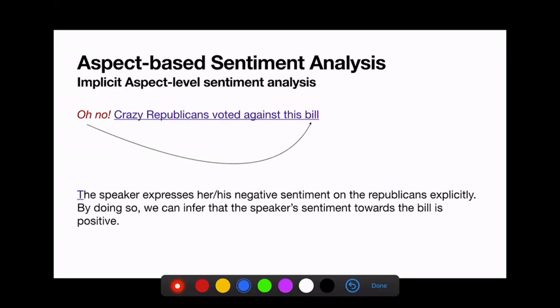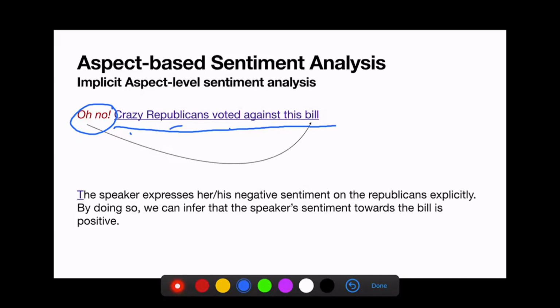Okay. So aspect-based sentiment analysis, implicit aspect level sentiment analysis. What I was telling is that not every time the sentiment is expressed explicitly, and sometimes you need to infer the sentiment from the surrounding context. In this example, there is this sentence: crazy Republicans voted against the bill. If you do not consider this part of the sentence and you just consider this, what would be the output of your aspect-based sentiment analysis system? It's difficult, right? Republicans are crazy, but they voted against the bill.